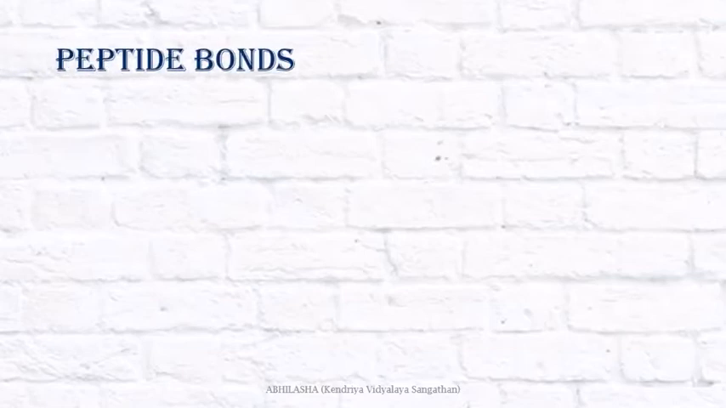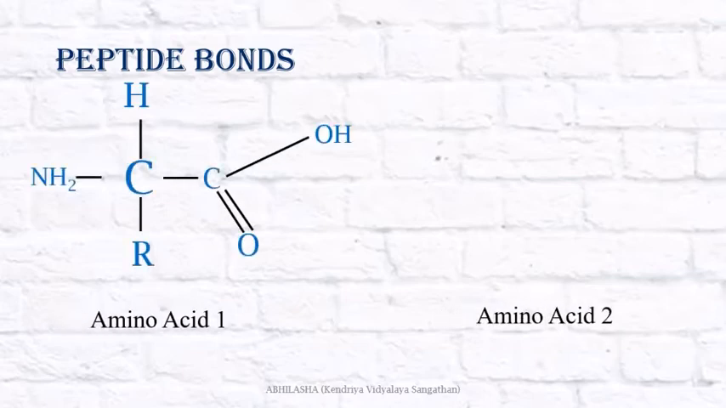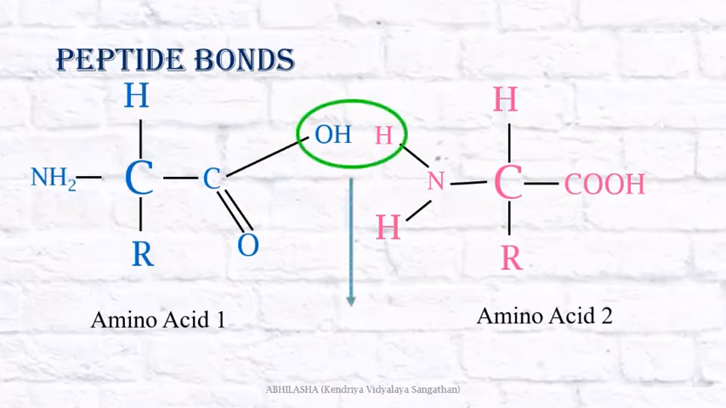The bonds linking amino acids are known as peptide bonds. So here are your two amino acids, amino acid 1 and amino acid 2. The peptide bond is formed when the carboxyl group of one amino acid reacts with the amino group of the next amino acid. The OH of the carboxyl group binds with the hydrogen of the amino group, and the two together are eliminated as water.